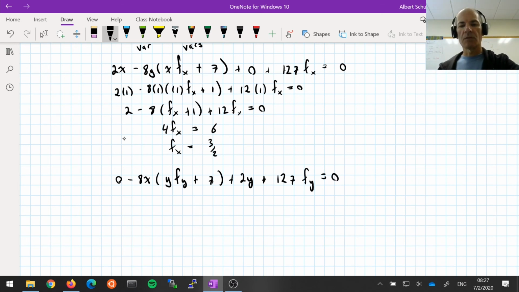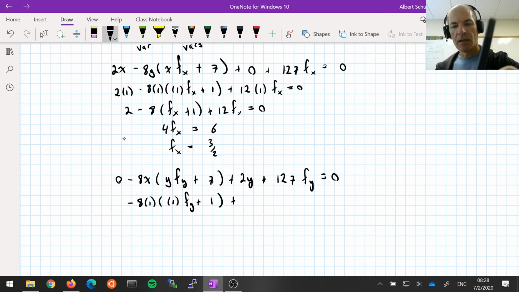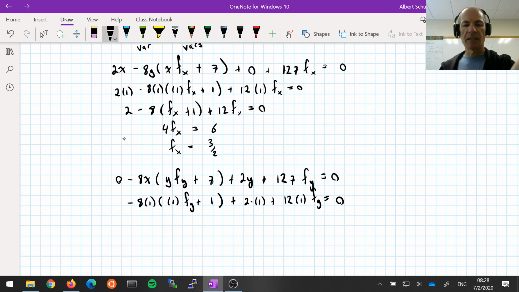And again, we're going to do the same thing. We're going to solve for f sub y when x and y and z are all 1. So what we get is 8 times 1 times the quantity 1 times f sub y plus 1, plus 2 times 1, plus 12 times 1 times f sub y equals 0. Let's clean this up a little bit. We get, let's see, minus 8 f sub y, and distribute that minus 8 onto the 1, another minus 8, plus 2 plus 12 f sub y equals 0.